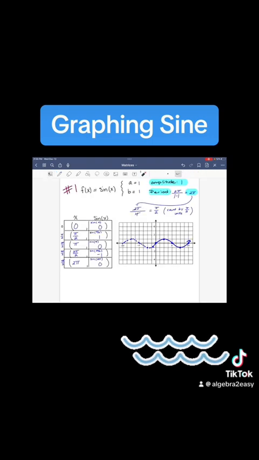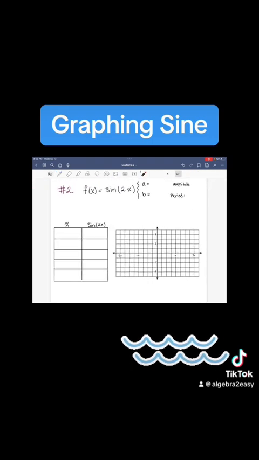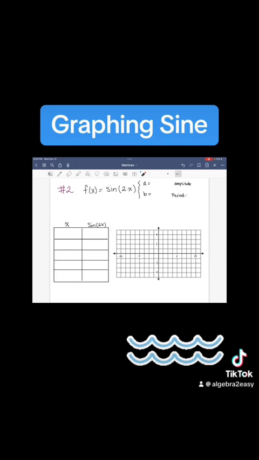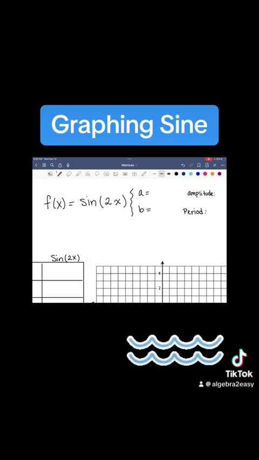Let's try one more for tonight. f of x is equal to sine of 2x. All right, let's go ahead and figure out what my a value is. And remember, a is the number in front of sine. In this case, it's a 1. b is the number attached to the x. So in this case, it's a 2.